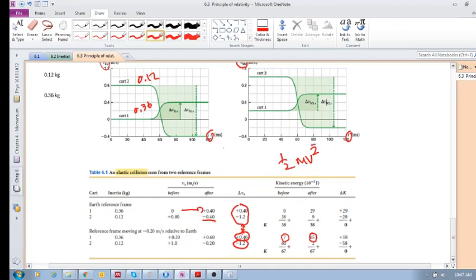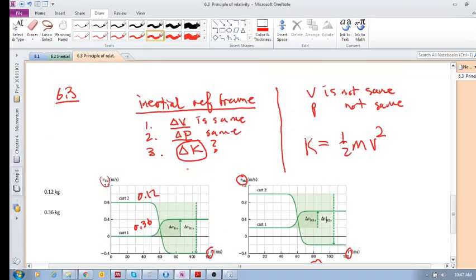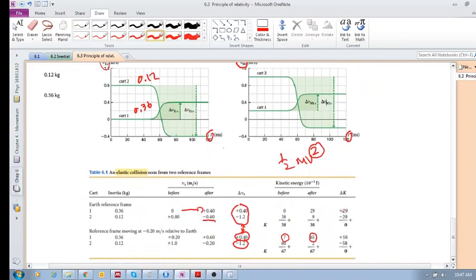Now why are the delta Ks different? It's because of this: we're squaring the values, the velocities. And the delta K for this cart over here is minus 29. It loses that energy. But the delta K for cart 2 is minus 58. So before, we saw that the delta V is the same, which means that the change in momentum is the same. But the delta K is not the same for each object. But what is the same? The delta K for the system is the same.